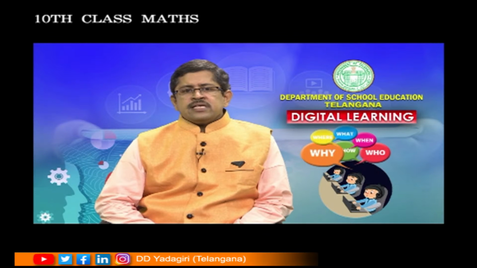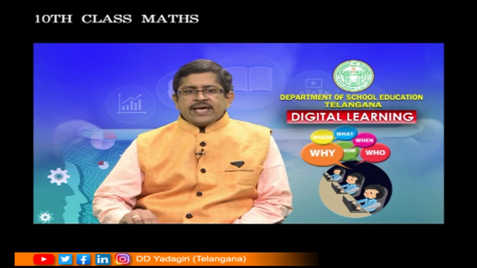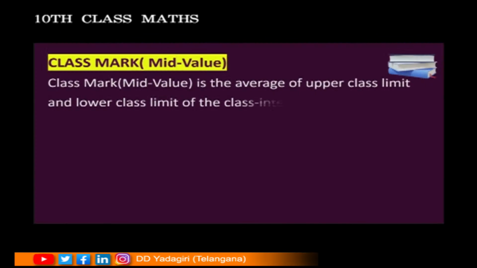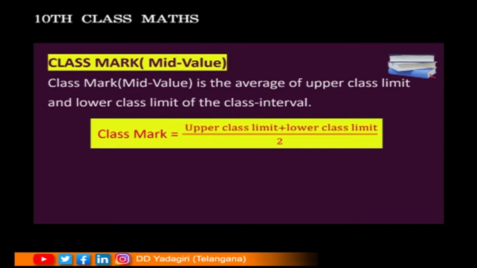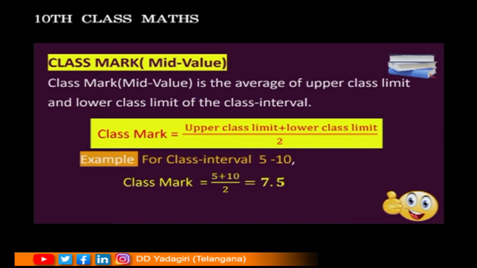One more concept is called class mark or mid value. So what is class mark or mid value? Class mark or mid value is the average of upper class limit and lower class limit of the class interval. So the class mark is the upper class limit plus lower class limit, whole divided by 2. So you take the interval as 5 to 10. What can be the class mark? The class mark is the average of 5 and 10. So it is 5 plus 10 by 2, which is 15 by 2, which is 7.5.